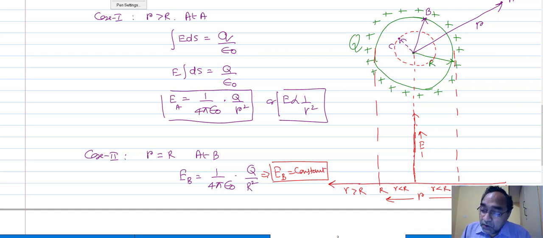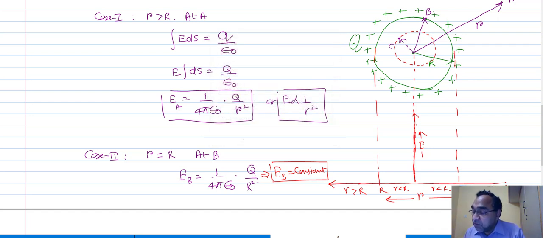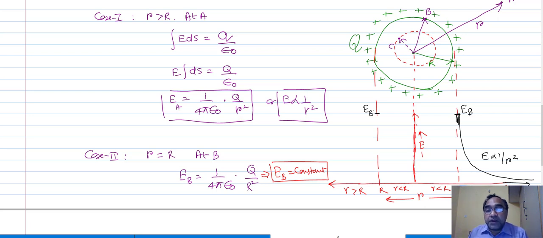Now, what will be the nature of the graph? When we try to plot, we have to see what happens outside, at the point which is A. E is inversely proportional to r square. So the graph, as we have seen, will be asymptotic to both the axes. It will go this way. This is what we say, E is inversely proportional to r square. Now at B it's a constant, so this is the value of the constant. This is E at B. How much is that? KQ by R square.